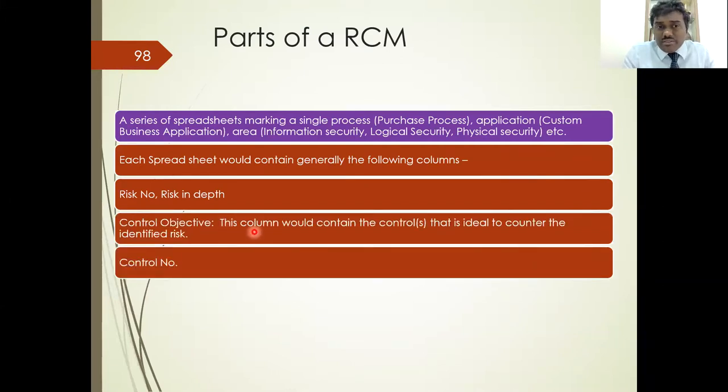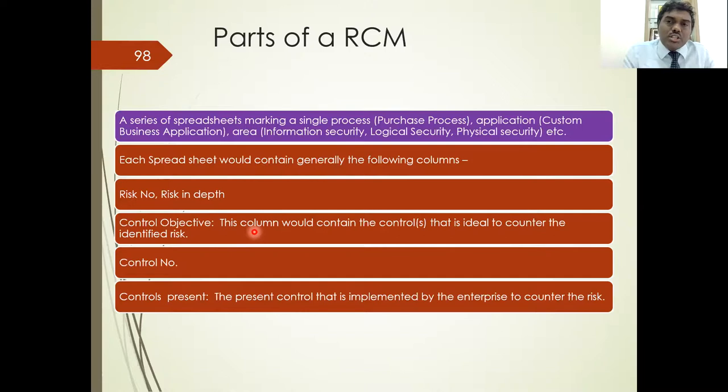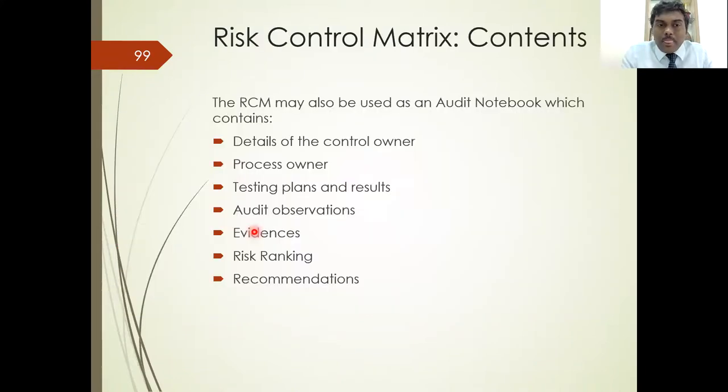What is the control objective? What is the control number, just for identification? What is the control in place? For example, every time a person requires access, approval from supervisor is necessary. That is a control. Correct. And typically RCM may also be used as an audit notebook, which contains a lot of this information like audit observations, testing plan, etc. If you visit our ICAI website and download the guidance note on internal controls over financial reporting, you'll get one zip file. In that zip file, you'll also get one Excel format which talks about risk control matrix, a very simple and beautifully designed document.